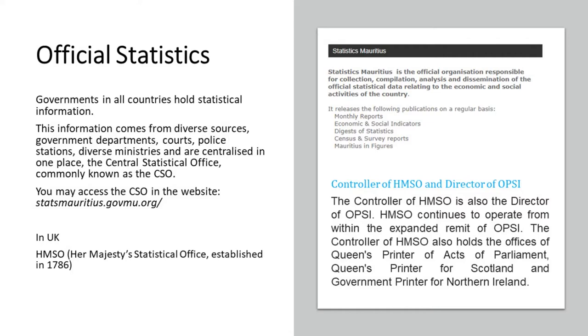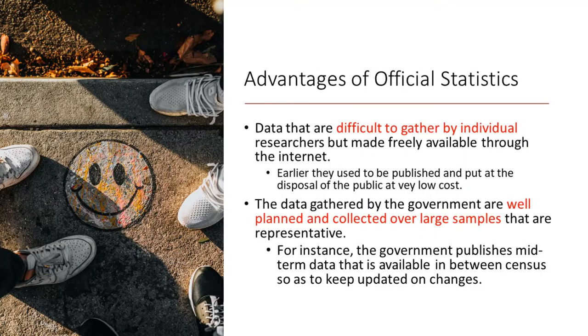statsmauritius.govmu.org. In the UK, it is the HMSO. In your book, sometimes you will see source HMSO. It means Her Majesty's Stationery Office. And you might be happy to know, or surprised to know, that it was established as far back as 1786. What are the advantages of official statistics?